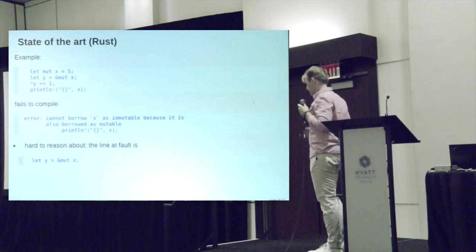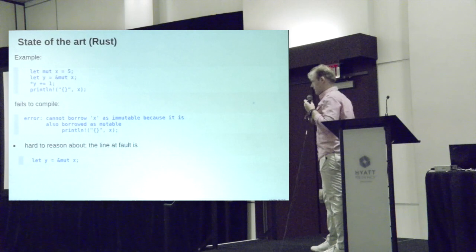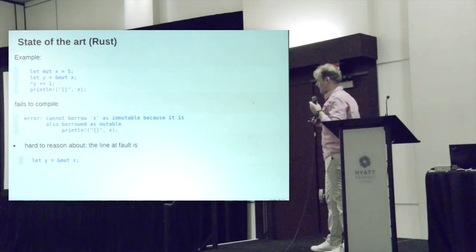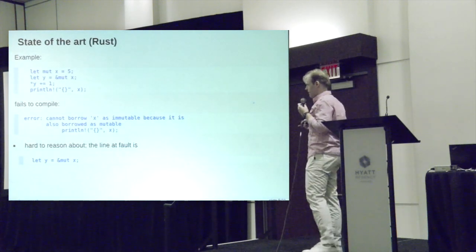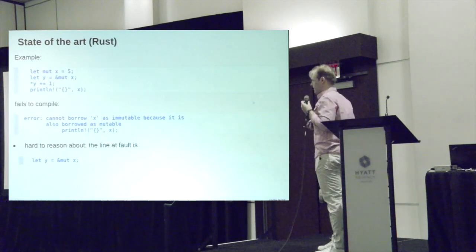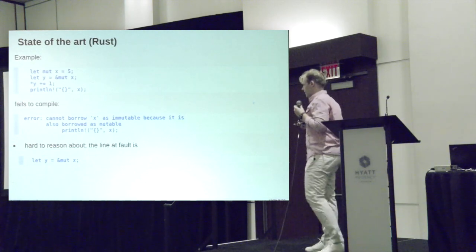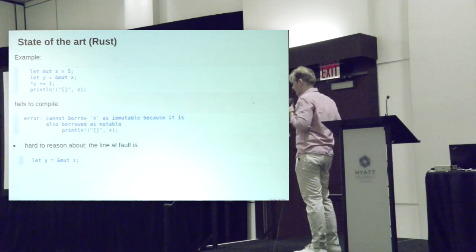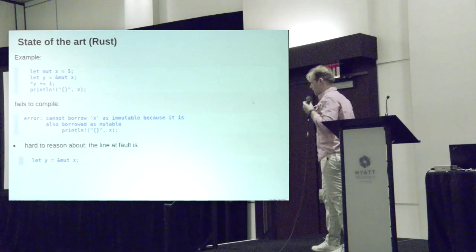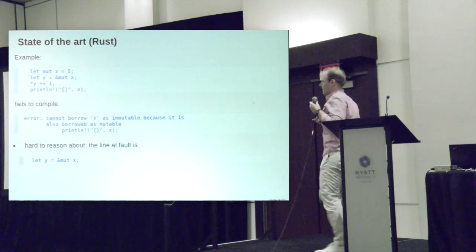Here is an example. We create a mutable reference to memory containing integer 5. Then we create another reference to the same memory, this time a mutable one, through which we increase that number, and then we print it. This does not type check in Rust. It says that we have already borrowed x mutably, so we can no longer borrow it immutably when we print it.